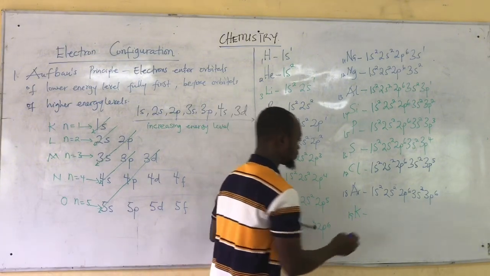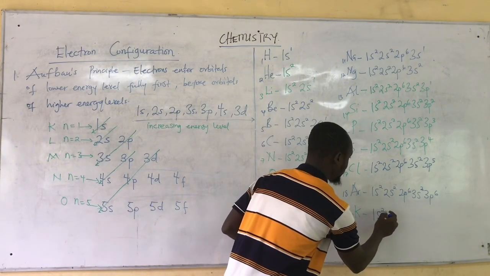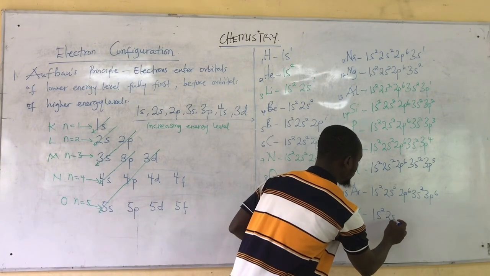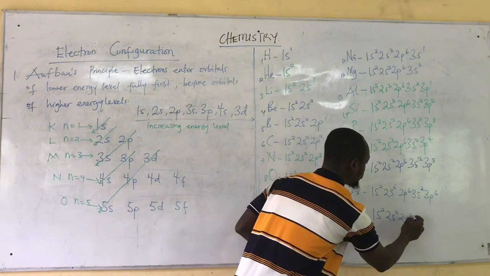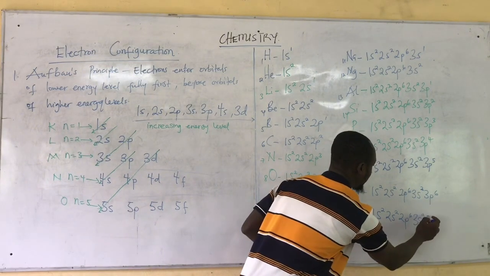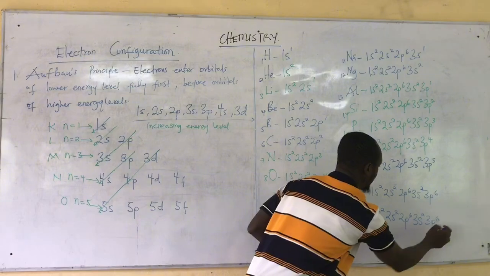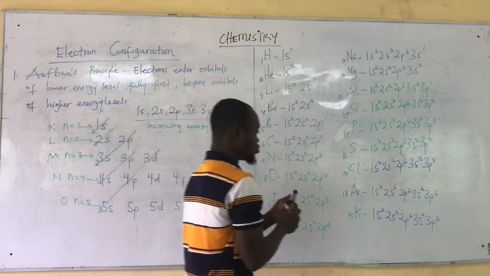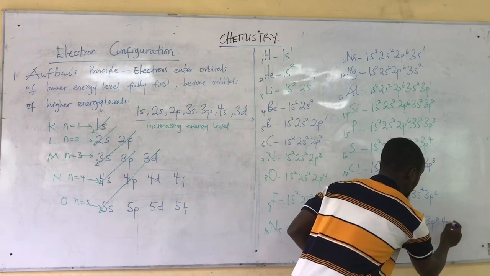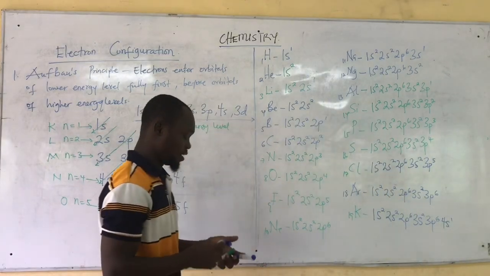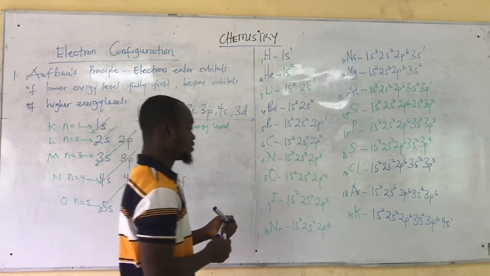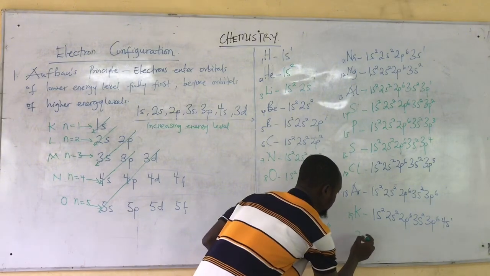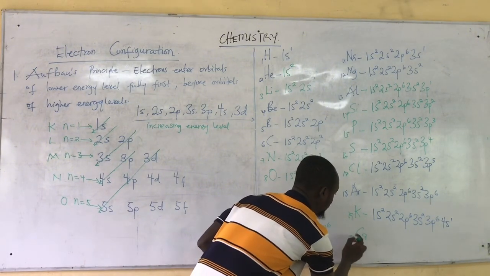Potassium becomes 1s2, 2s2, 2p6, 3s2, 3p6. So right after the 3p, the next orbital is what? The 4s. So with 1 electron left, it becomes 4s1. Is that okay? Now the last of the 20, that is calcium.